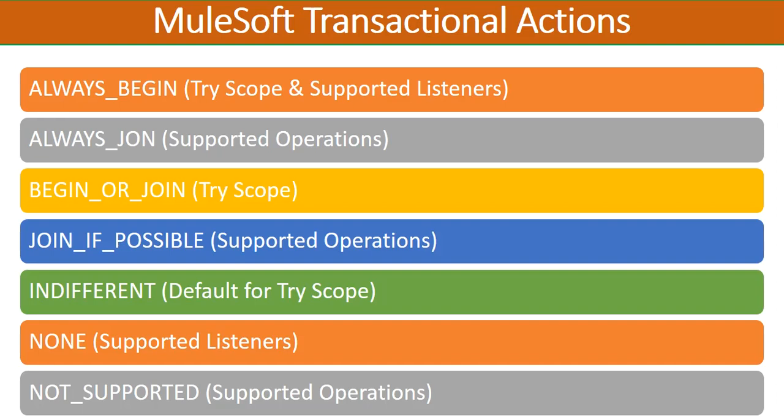And then there is another transactional action which is none, and this is applicable for the supported listeners. So in case of supported listeners, if you specify none, then it's not going to take any action related to the transactions. And then not supported, it is for certain operations which actually support the transaction. But if you select not supported, then that particular operation will be considered out of the support for the transaction, so it will not be taking part in the transaction.